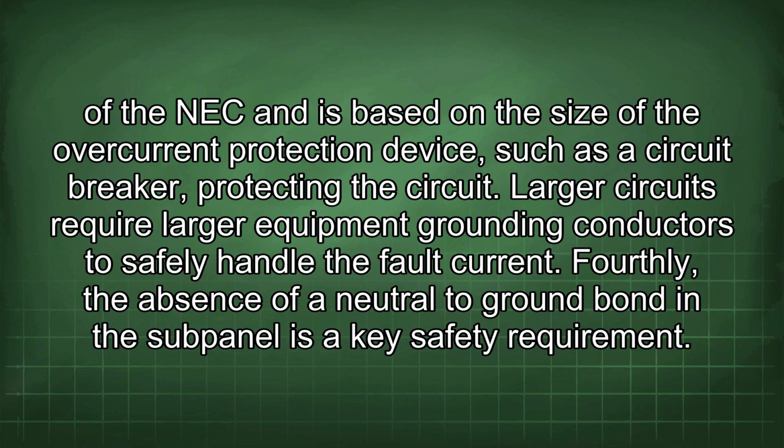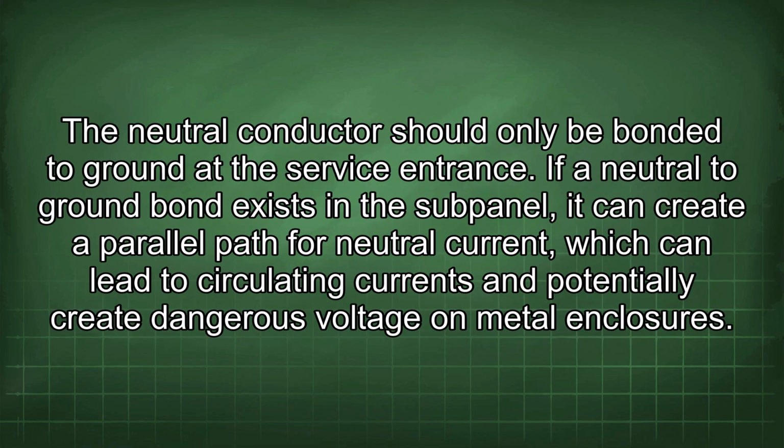Thirdly, the sizing of the equipment grounding conductor is determined by Article 250 of the NEC and is based on the size of the overcurrent protection device, such as a circuit breaker, protecting the circuit. Larger circuits require larger equipment grounding conductors to safely handle the fault current. Fourthly, the absence of a neutral to ground bond in the subpanel is a key safety requirement. The neutral conductor should only be bonded to ground at the service entrance.